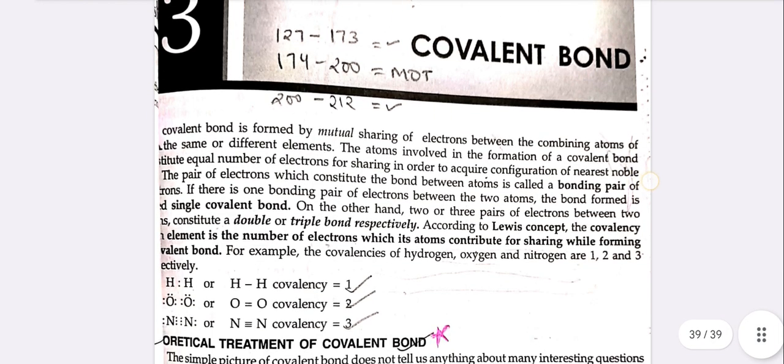According to Lewis' concept, the covalency of an element is the number of electrons which its atoms contribute for sharing while forming a covalent bond. For example, the covalencies of hydrogen, oxygen, and nitrogen are 1, 2, and 3 respectively.